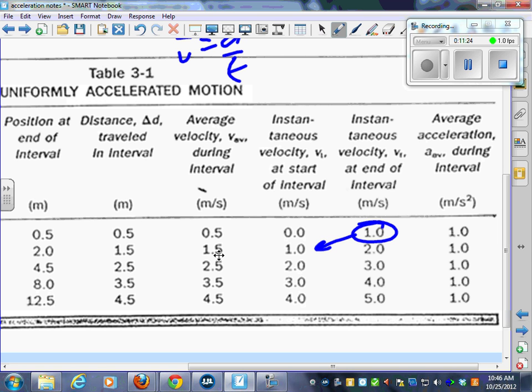I've already figured out that my average is 1.5, so what's the final number? If the average of a number and another number is 1.5, and the first number is 1, what does that second number have to be? 2. What's the average of 1 and 2? 1.5. And if I ended up at 2, then I start the next interval at 2.